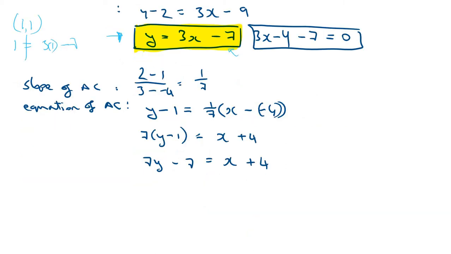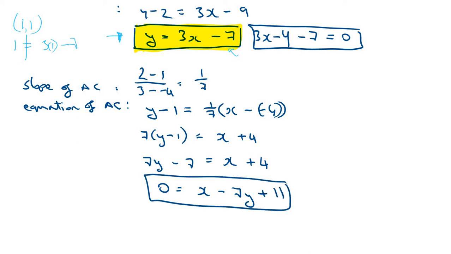And rewriting that equation, we have 0 equals x minus 7y plus 11. If I want it in the other format, again, the slope of this line is 1 over 7, and if I was to cut the y-axis, it would do so at the value of 11 over 7.